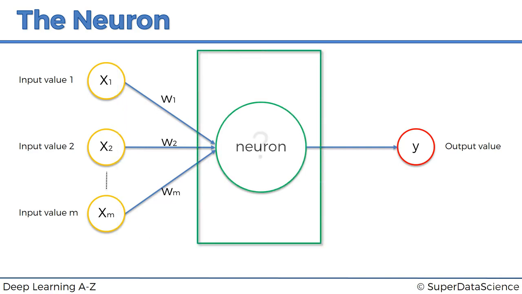And here we've got the neuron. So signals go into the neuron. And what happens in the neuron? This is the interesting part. We're talking about the neuron today, so what happens inside the neuron? A few things happen.